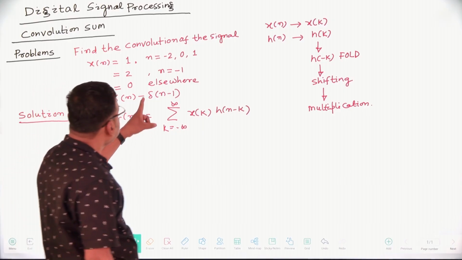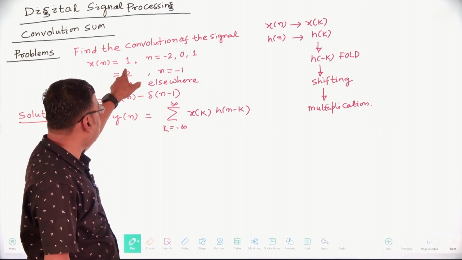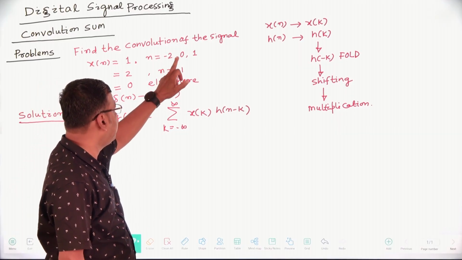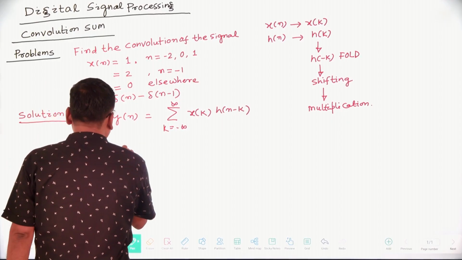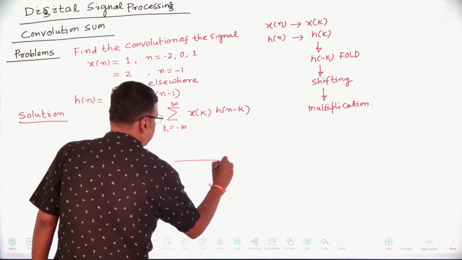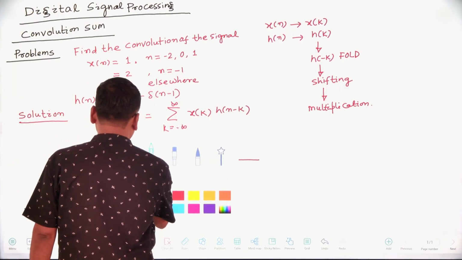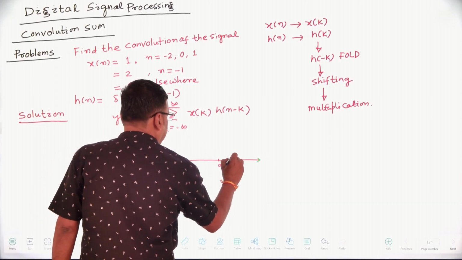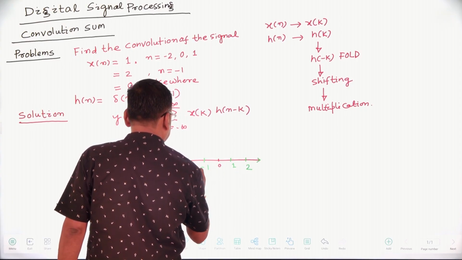So here x of n is given. First of all, x of n equals 1 for n equal to minus 2, 0, 1. The samples exist at n equal to minus 2, 0 and 1, and the value will be 1. If you draw the graphical representation of the signal, suppose this is your 0, let this be your 1, and you mark it here too.